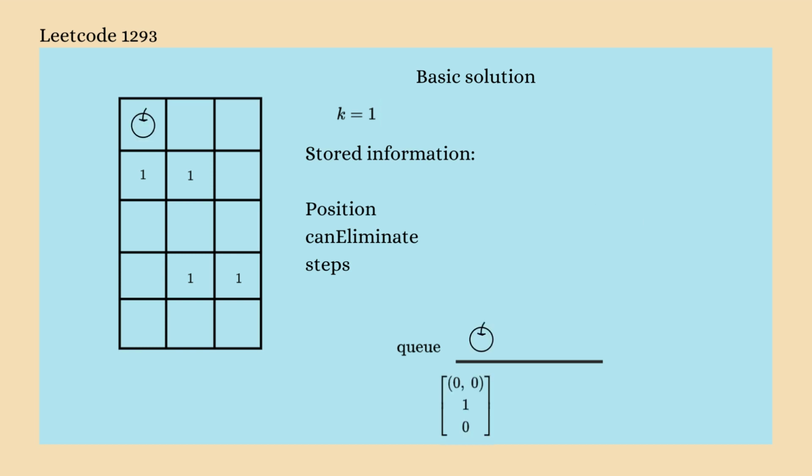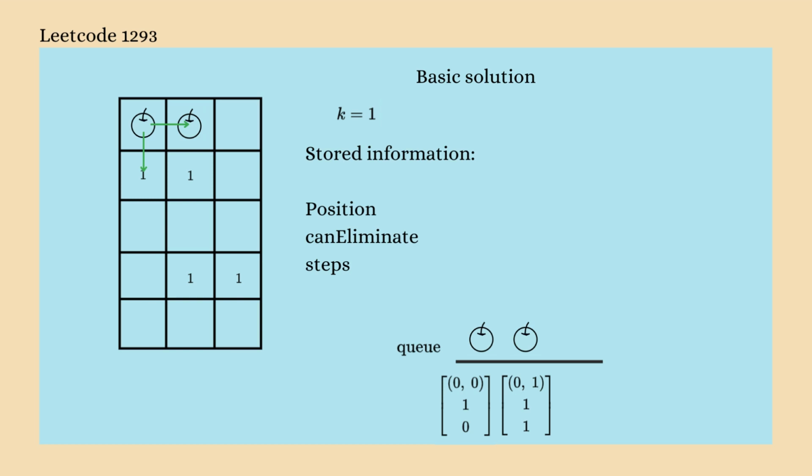Here is an example to illustrate this idea. Firstly, our apple starts from the position equals 0, 0. Can eliminate is equal to the given k, which is equal to 1. The steps variable starts from 0. Our first apple has 2 possible directions. If we go right, we push the second apple to the queue. The position becomes 0, 1. The can eliminate remains the same because we do not pass through an obstacle. The steps is increasing by 1.